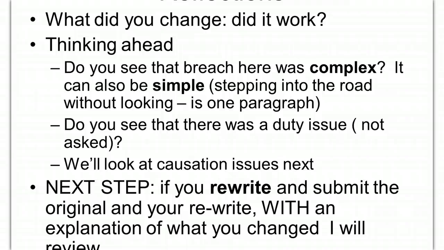As you know, we're moving on to causation, and we will do an exercise on proximate cause. So remember the next step, your next option. Your next option is, if you rewrite, submit the original and your rewrite with an explanation of what you changed. Then I will review it.